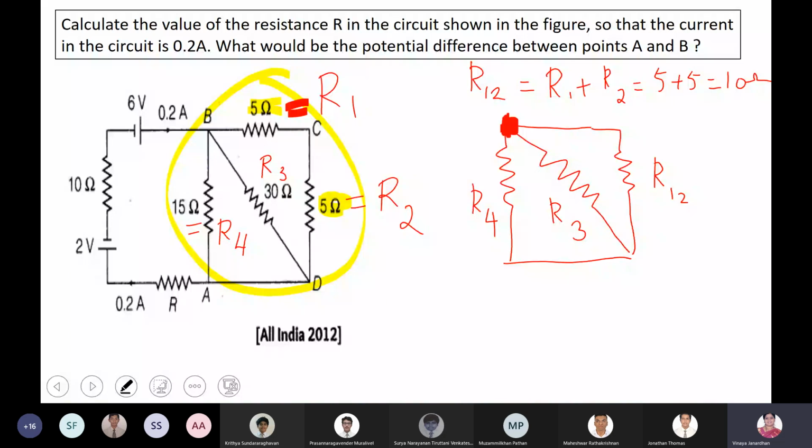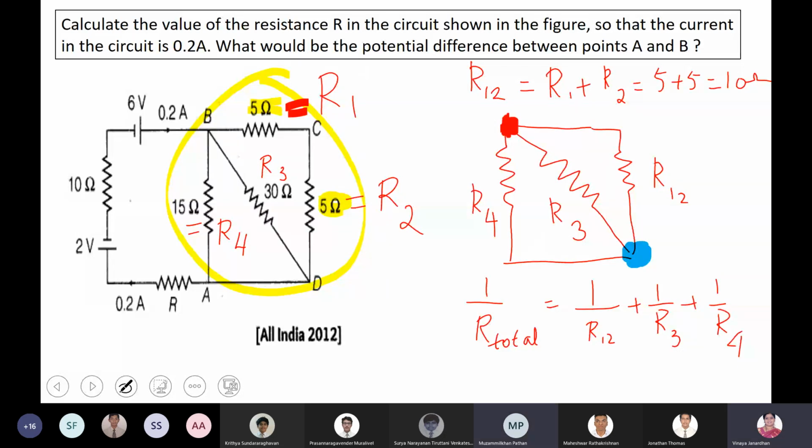Now let us go for the second joint, which I am marking with blue. The other end of R12, the other end of R3, and the other end of R4 are directly connected at this blue junction. Such connections we call a parallel connection. So now what will be the total resistance? 1 by R total equals 1 by R12 plus 1 by R3 plus 1 by R4. What is the value?